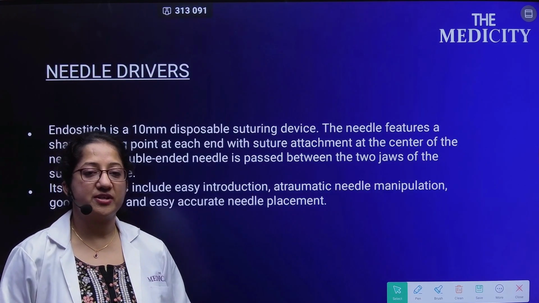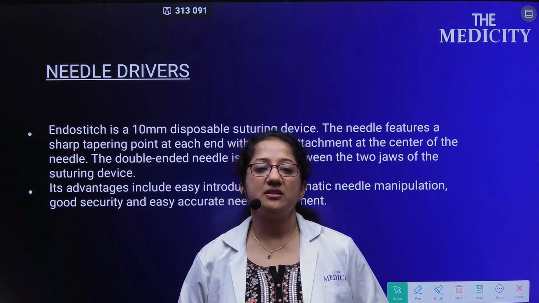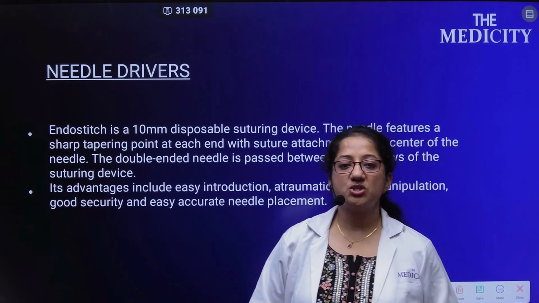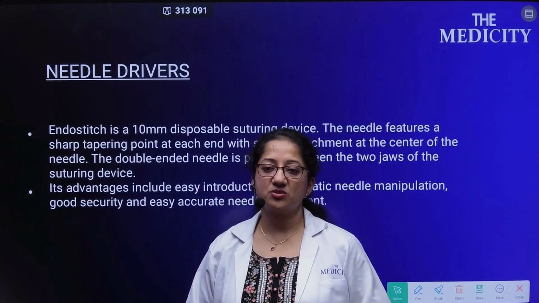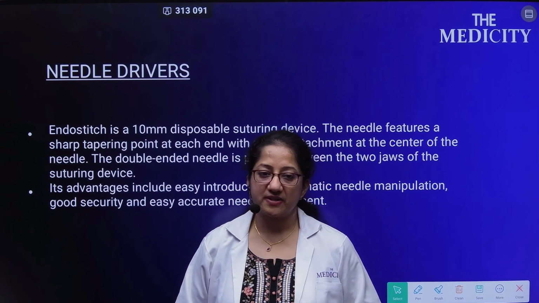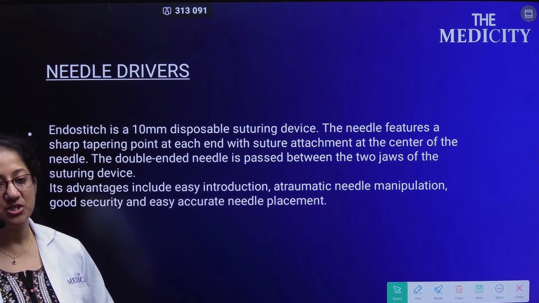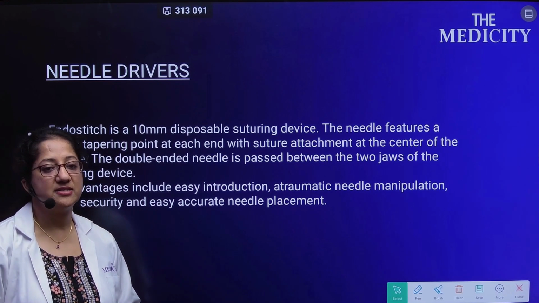Okay. Needle drivers. Endostitch is a 10 mm disposable suturing device. The needle features a sharp tapering point at each end with suture attachment at the center of the needle. The double end needle is passed between the 2 jaws of the suturing device. Its advantage includes easy introduction, atraumatic needle manipulation, good security, and easy accurate needle placement.